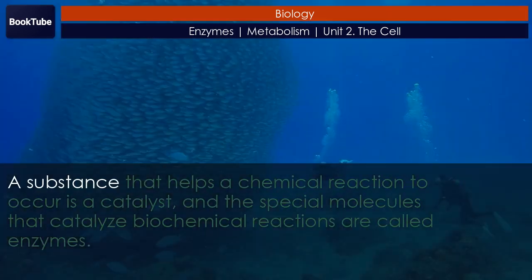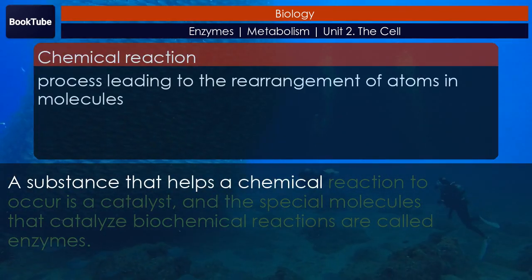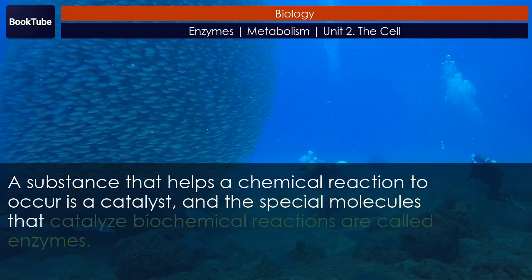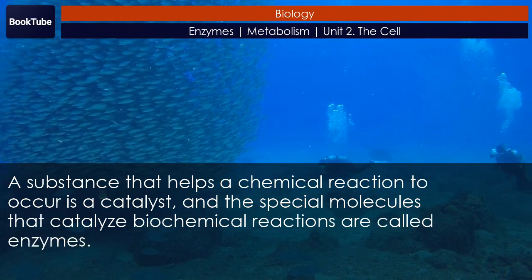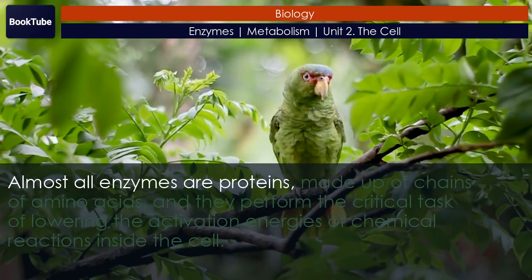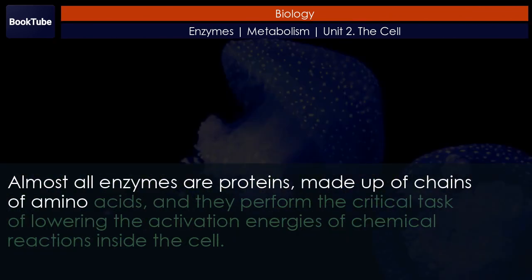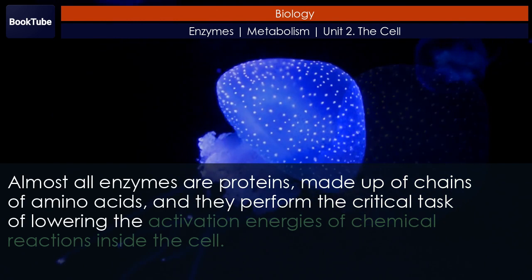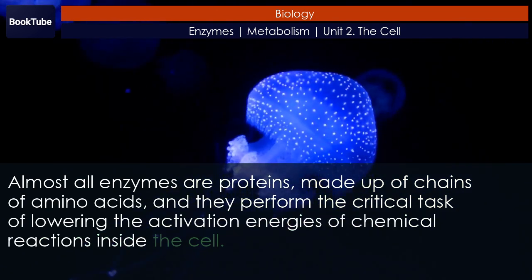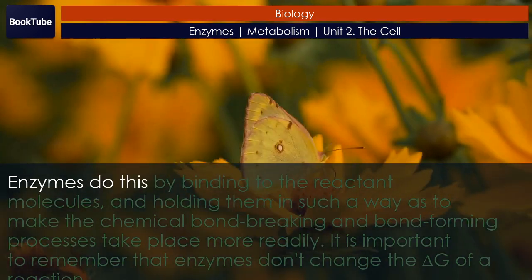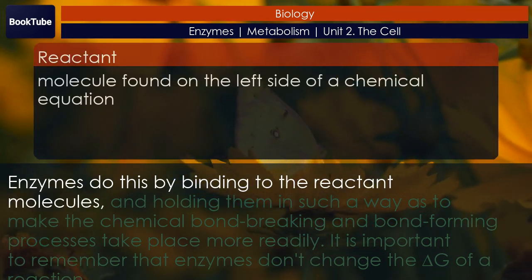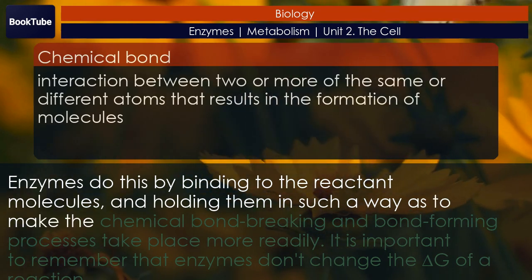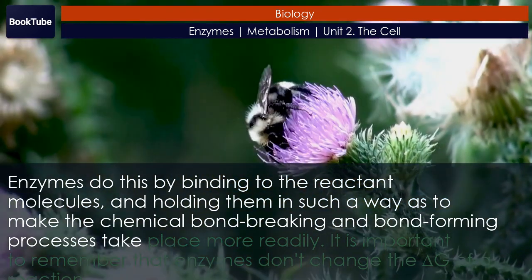Enzymes. A substance that helps a chemical reaction to occur is a catalyst. And the special molecules that catalyze biochemical reactions are called enzymes. Almost all enzymes are proteins, made up of chains of amino acids, and they perform the critical task of lowering the activation energies of chemical reactions inside the cell. Enzymes do this by binding to the reactant molecules and holding them in such a way as to make the chemical bond breaking and bond forming processes take place more readily.